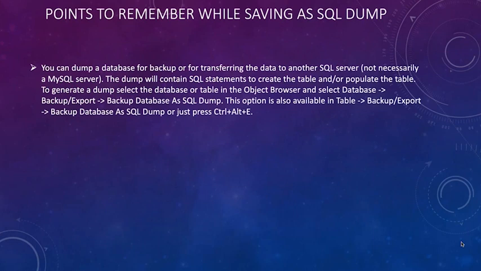To generate a dump, select the database or table in the object browser. And under Database, you will get Backup and Export, where you will get an option that says Backup Database as SQL Dump. This option is available in Table, Backup, Export. You'll be able to backup the database as SQL dump or just press Control Alt E. That's the shortcut for it. You can simply press Control Alt E.